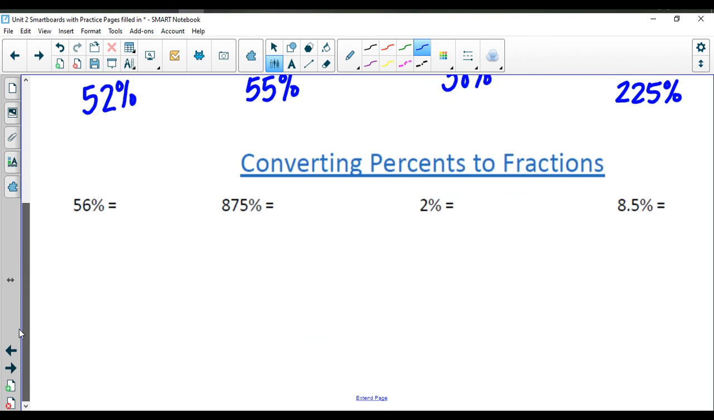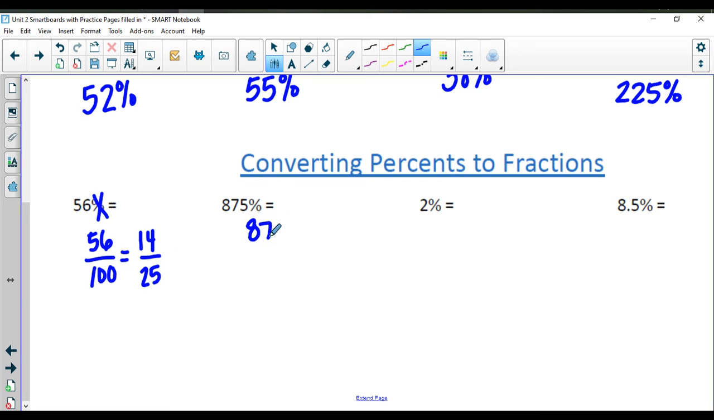Converting percents to fractions just kind of flip-flops that. So you ditch the percent sign and you just simply put it over 100 then, because percents are always comparing to 100. This will reduce to 14/25. Take your percent sign, ditch it, and put it over 100. This will reduce down to 35/4. In the next one, 2 over 100 reduces to 1/50th.